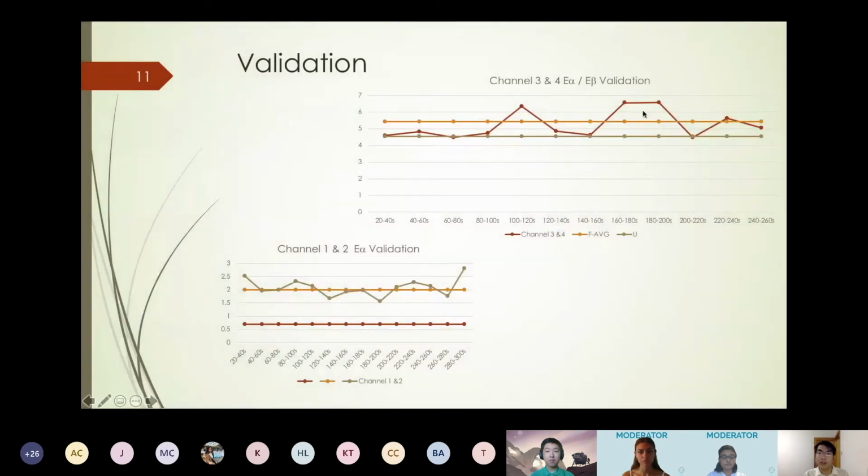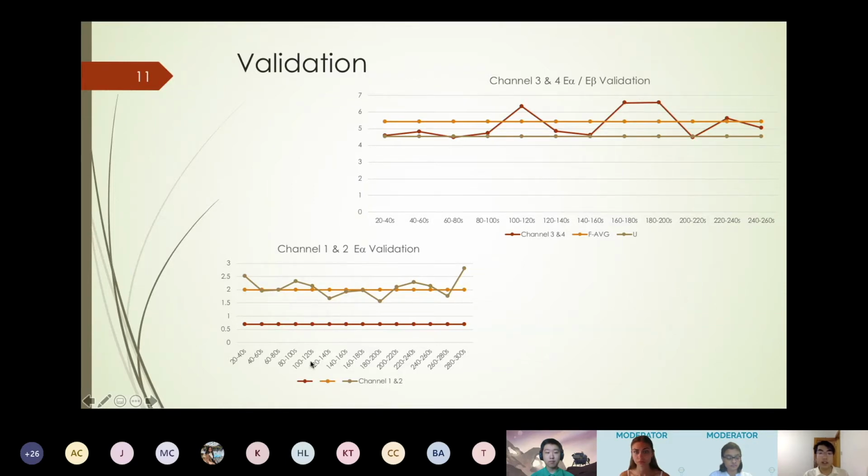And here are 2 sample validation results that we get. Up here is the channel 3 and 4 validation for the ratio between alpha and beta energy. And the line down here shows the unfocused average, and the line up here shows the focused average. And this line is where we get the real-time recording of the EEG data across different times for this particular video. And as we can show here, predominantly for these periods of time, the participant, by this prediction, has a lower focus level, and up there, the participant has a higher focus level.